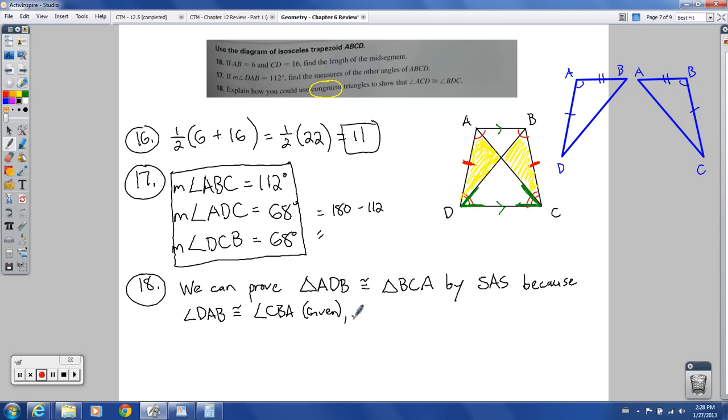What else? We've got AD is congruent to BC. That's also given in the original statement because it's an isosceles trapezoid. And we can say that AB is congruent to itself. AB is congruent to BA.